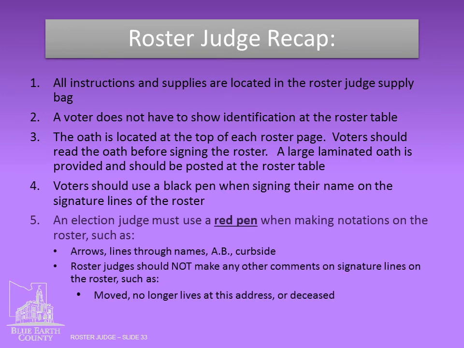An election judge should use a red pen for the following: arrows, lines through names, A-B, curbside. No other comments should be made on the voter's signature line.